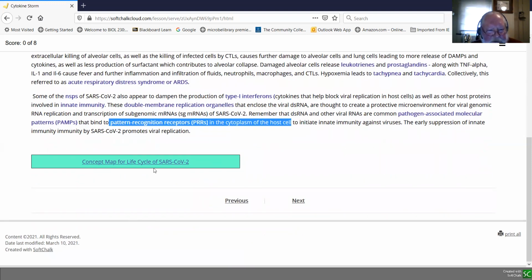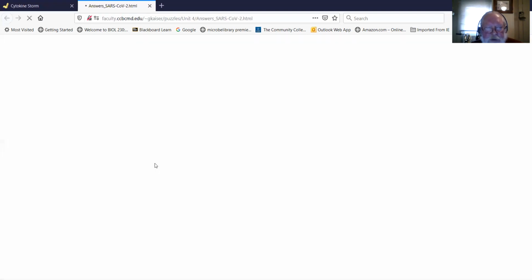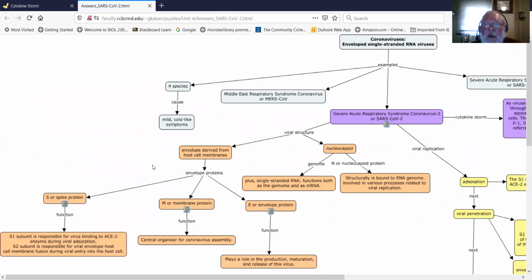And so we have the life cycle of SARS-CoV-2, and we also have, of course, our concept map that helps you to review that material.